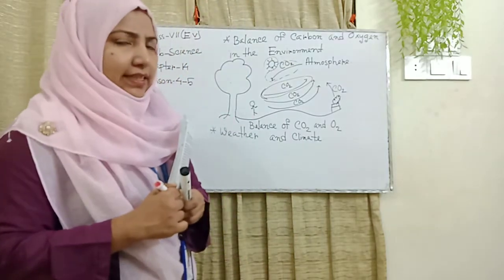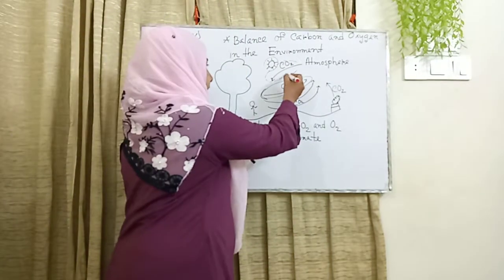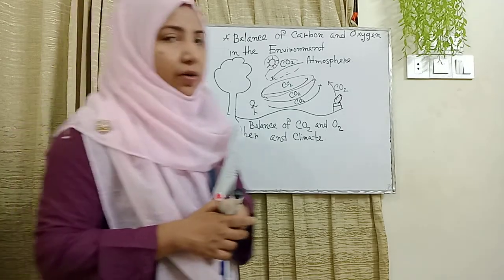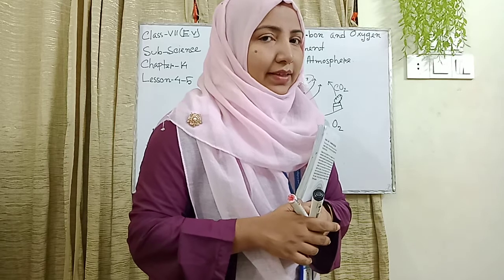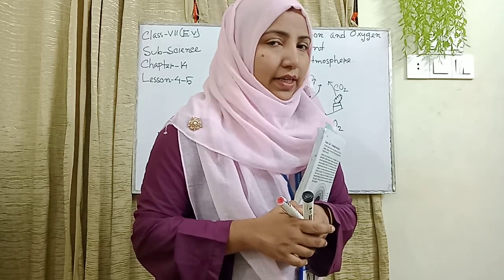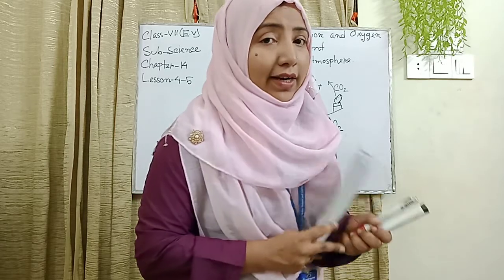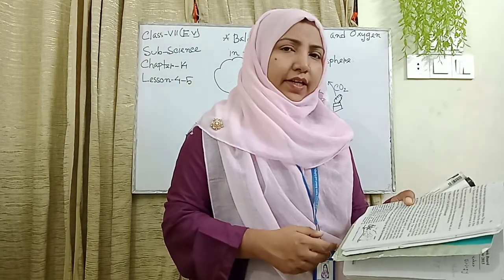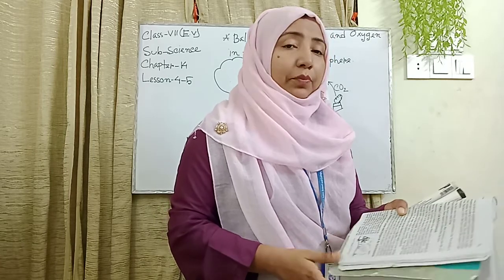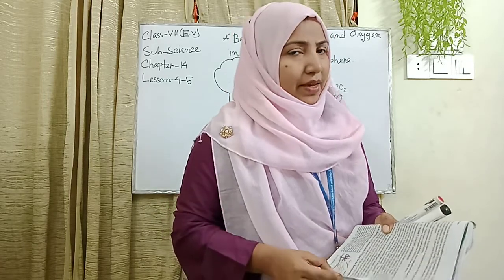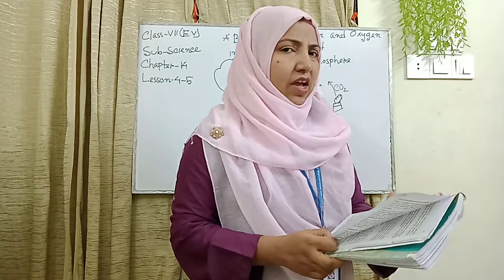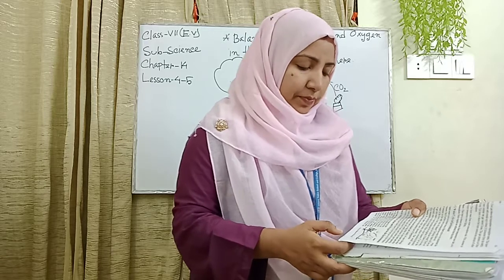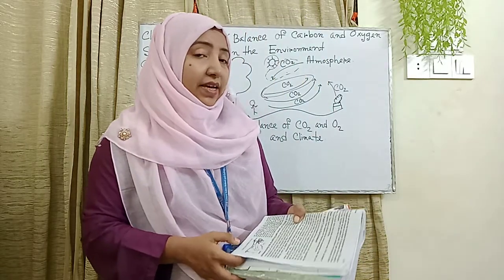In photosynthesis, the green plants take carbon dioxide and water, and the end products are glucose, oxygen and also water. Please see the books. In this way, a balance is maintained between oxygen and carbon dioxide in the atmosphere. This balance in the atmosphere is very important.